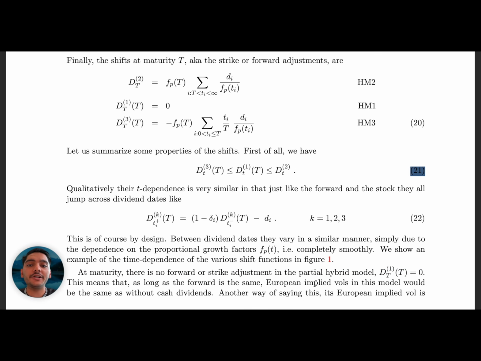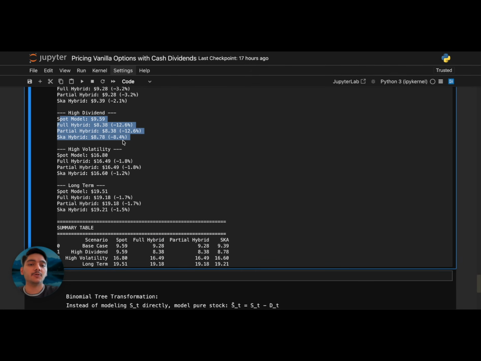See this inequality in equation 21. It proves that the SK model always gives the lowest shift, then partial, then fully hybrid. The mathematical ordering explains why we see the volatility patterns we do. Since the shifts are ordered, the pure forwards are ordered in reverse, which forces the volatility to be ordered too. It's all connected by this beautiful mathematical chain. This is the main part I'm talking about.